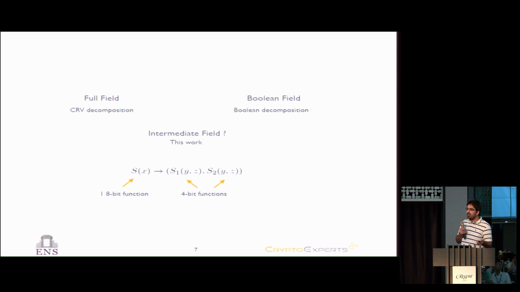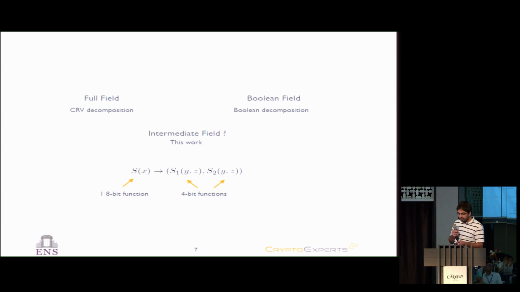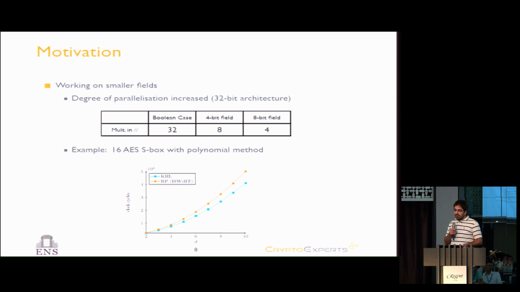For example, for an 8-bit S-box, the median case will be where you represent the S-box as two coordinate functions that work on 4-bit elements. This is motivated by the fact that, for example, the AES performs very well for several reasons, but one of them is that when you implement this on a 32-bit architecture, the smaller the elements are, the more you can pack them into a register to perform them in parallel. For example, you can do, for the Boolean case, 32 multiplications in parallel. With 4-bit elements, you can do 8 of them in parallel. And for 8 bits, you can do only 4.